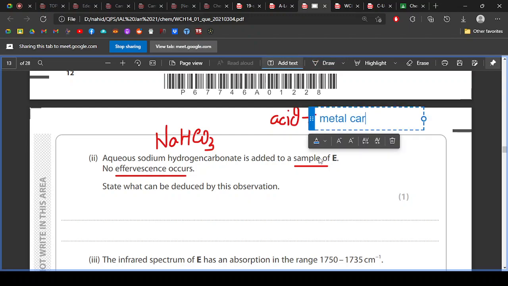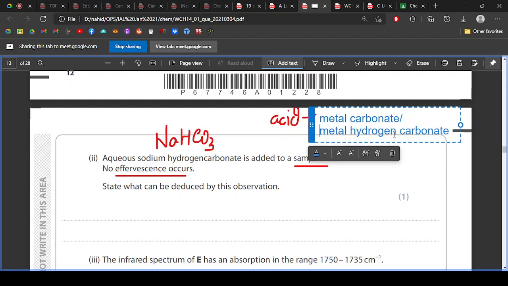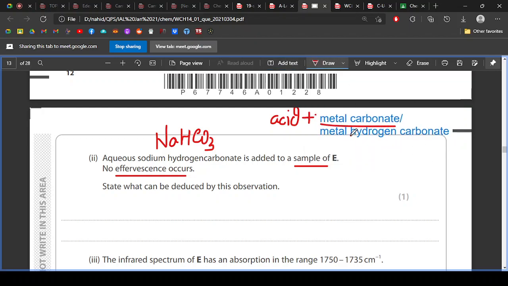acids and either metal carbonate or metal hydrogen carbonate. All right, metal carbonate or metal hydrogen carbonate. They'll usually give you an effervescence if you react acid with either of them. But in this case, we got no effervescence. That means compound E is an organic compound.